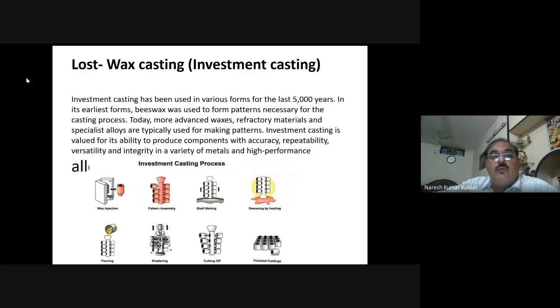Then comes the lost wax casting. It's also called investment casting. Investment casting has been used in various forms in the last 5,000 years. In the earliest form, beeswax was used to form the small pattern necessary for the casting. Today, more advanced waxes, refractory material, and specialist alloys are used in making the pattern. Investment casting is valued for its ability to produce components with accuracy, repeatability, versatility, and integrity in a variety of metals and high-performance alloys. This is used mainly when the shape is small, then we use lost wax casting.